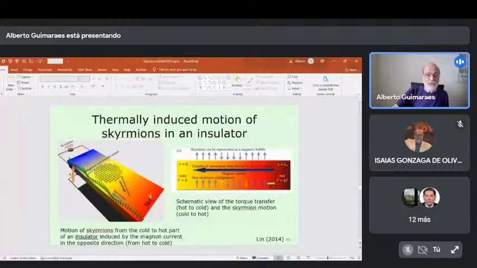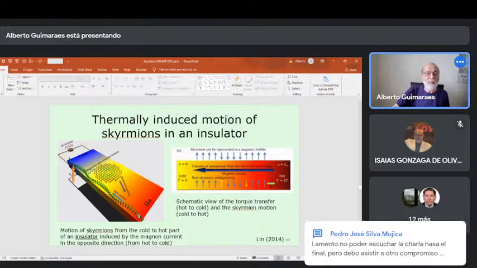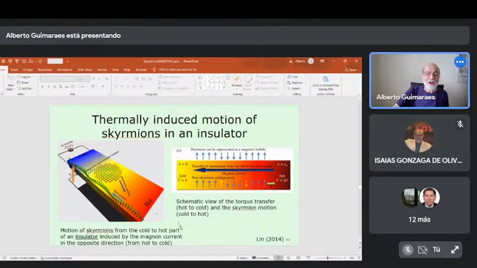This is also another study using motion of skyrmions with temperature. It's interesting because in the previous one, the skyrmion was moved from the hot part to the cold part. In this case, these were metallic samples in the previous case. Here, it's the case of an insulator where the skyrmion moves towards the hot part because the spin waves move the other way, and this pushes the skyrmion back. Therefore, magnon current makes the skyrmion move in the direction towards the hot part. This is illustrated here as well.